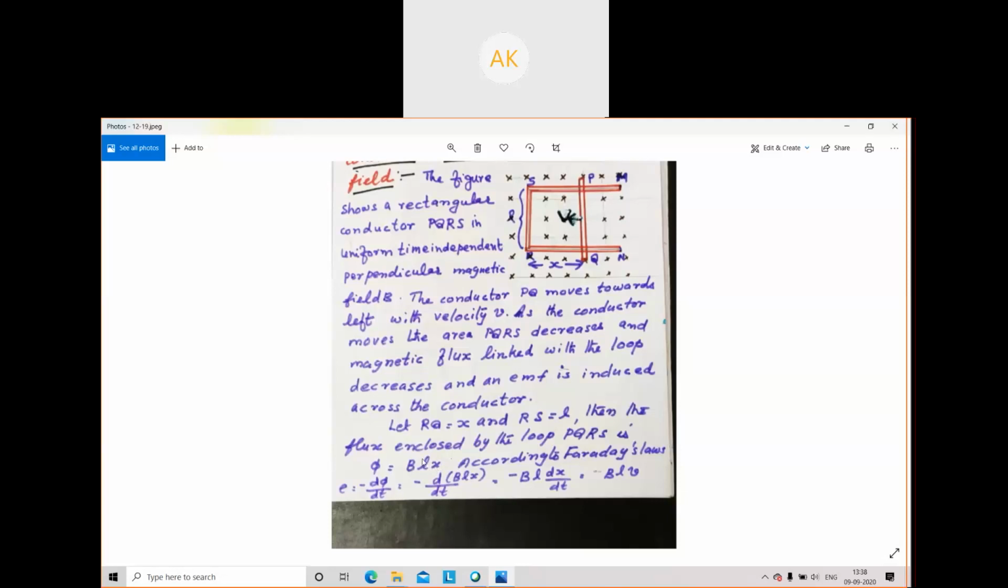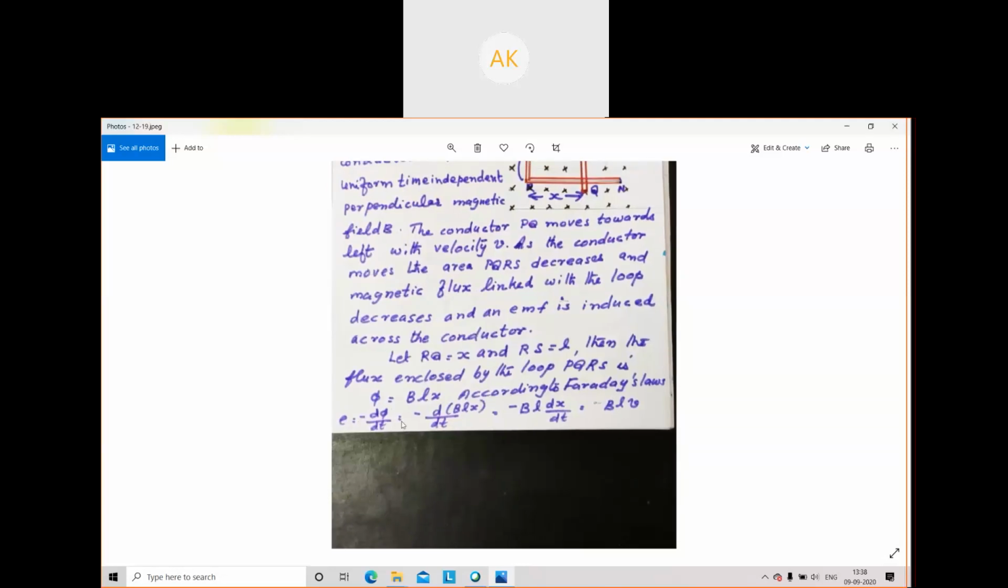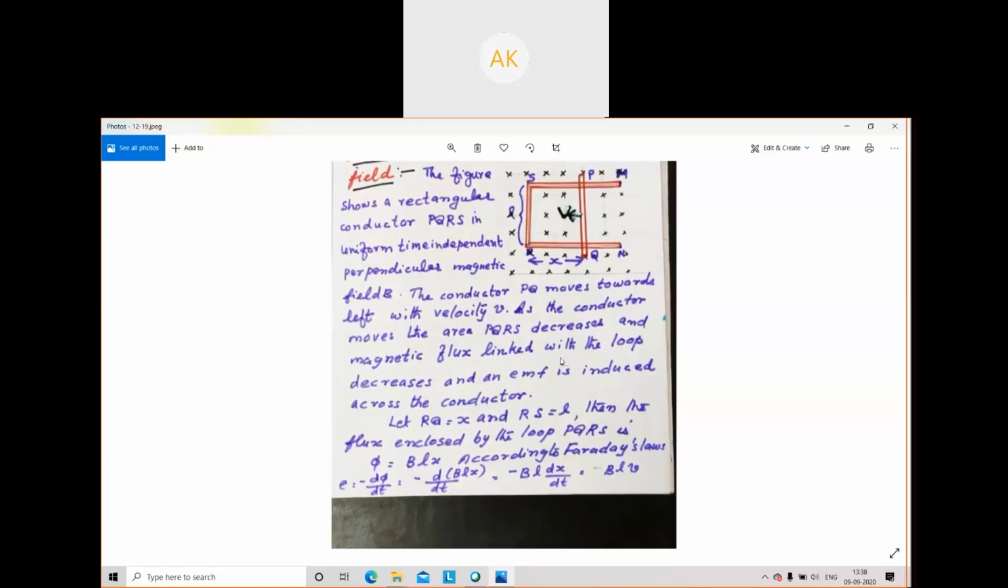According to Faraday's law, E equals minus d phi by dt, which is minus d by dt of B L X. B is constant and L, the length, is also not varying. Only X is changing. When the conductor is moved inwards, this distance changes with time, so we get dx by dt.